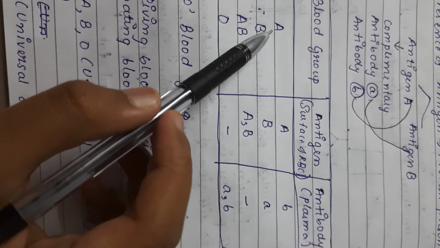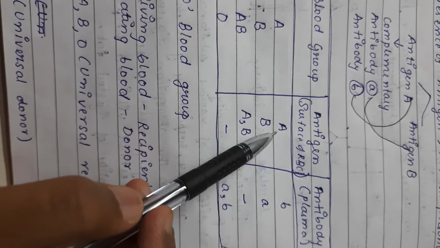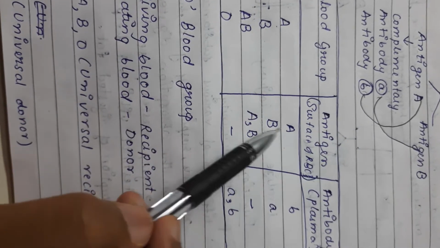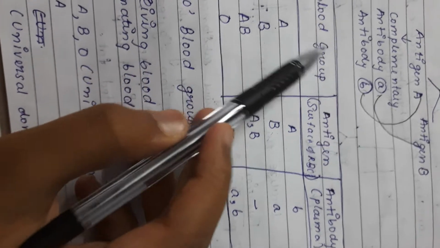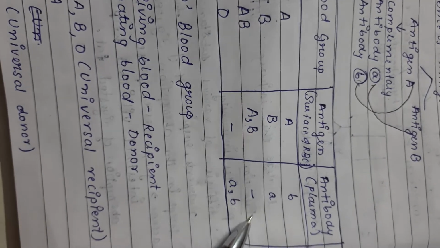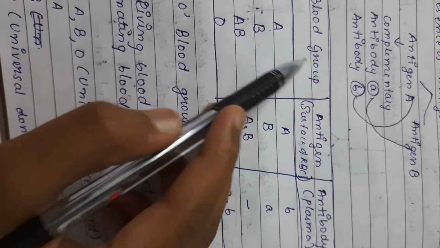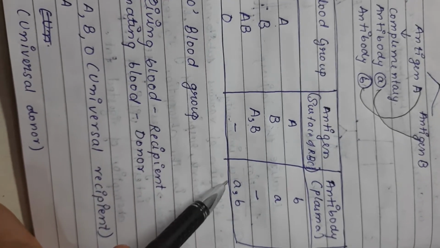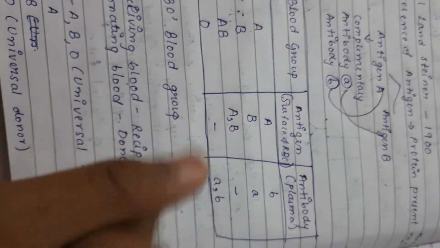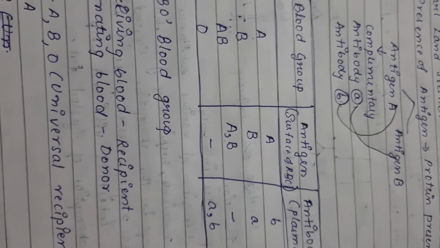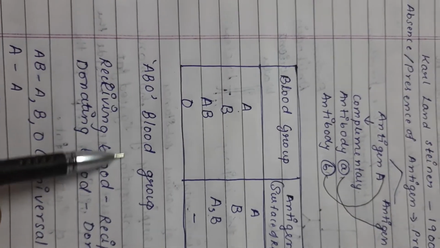So just see this table. You will get to know. Blood group A will have antigen A, antibody B. Blood group B will have antigen B, antibody A. Blood group AB will have antigens A and B and no antibodies. Blood group O will have no antigens, but the antibodies are A and B. So this O is ready with antibodies. Okay, so it is called the ABO blood group.